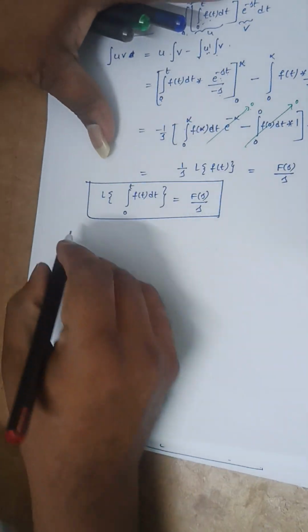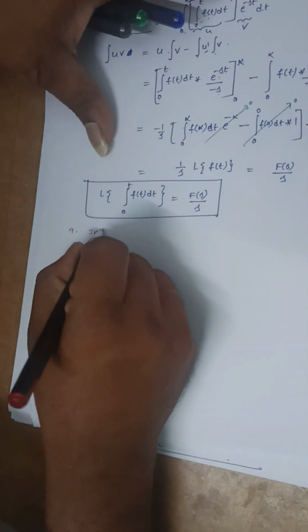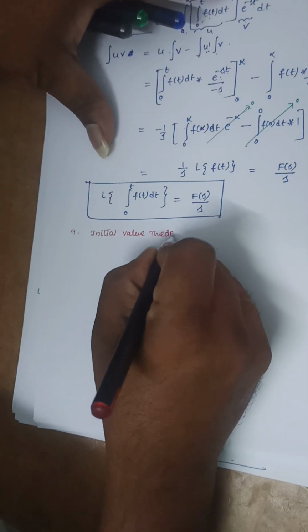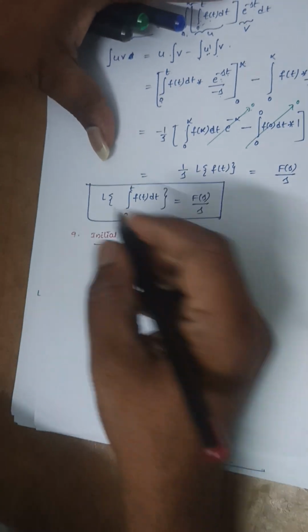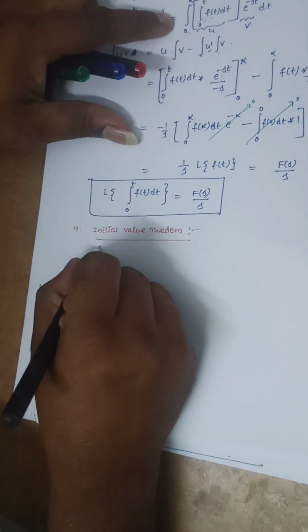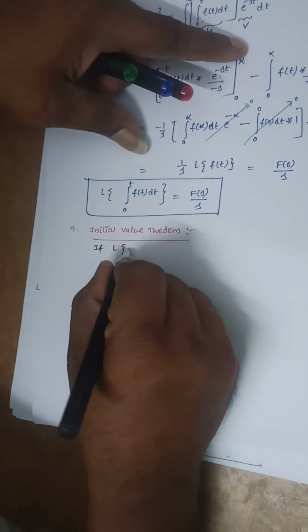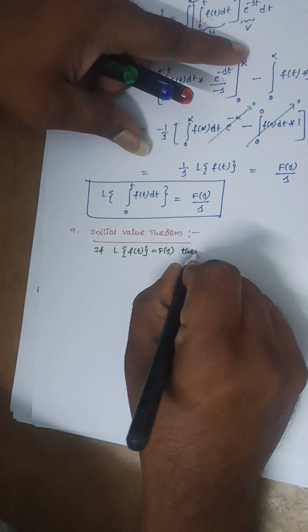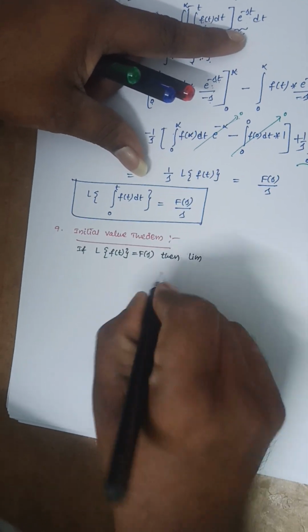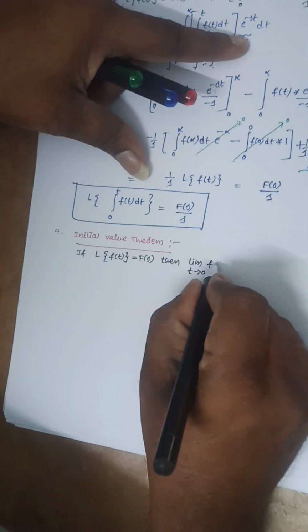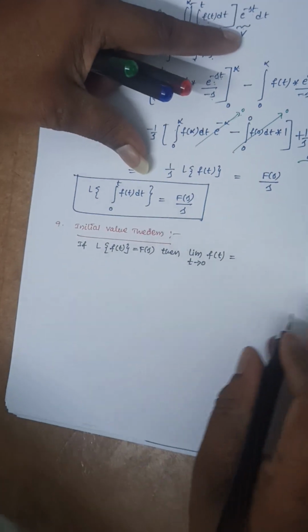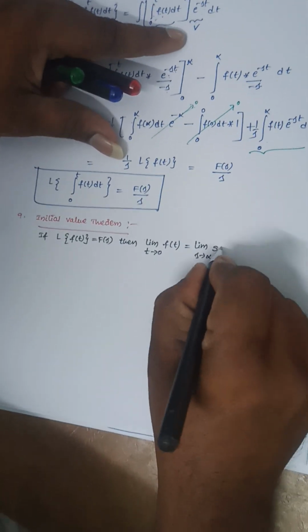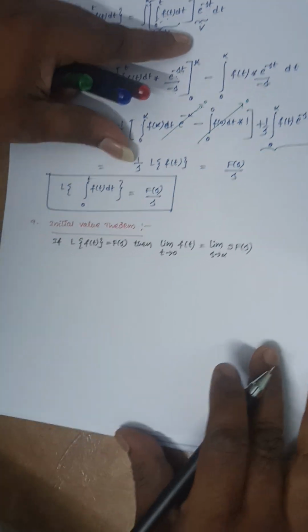Next thing here is the initial value theorem. What this initial value theorem says here is, if Laplace transform of f of t is equal to F of s, then limit t tends to 0 f of t is equal to limit s tends to infinity s into F of s. This is the initial value theorem.